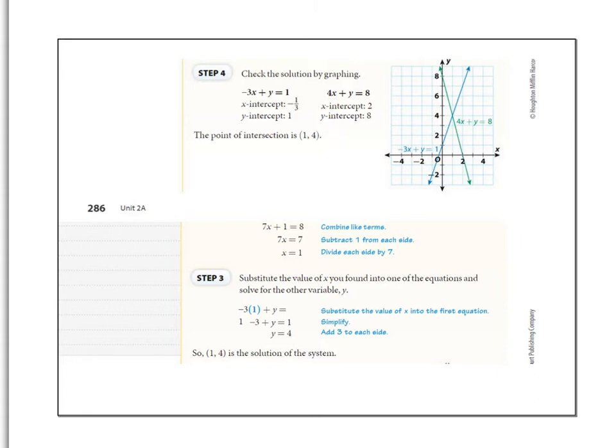Now, one way to check it is to plug 1 and 4 back into both equations and make sure they're true, or to graph them. And again, they're choosing to graph by intercepts. I think solving for y is easier, but it's up to you. But that is another way that you could graph, because remember, the solution you find when substituting, the 1, 4, is the same solution you would find if you were to graph those 2 lines. It means the same thing.